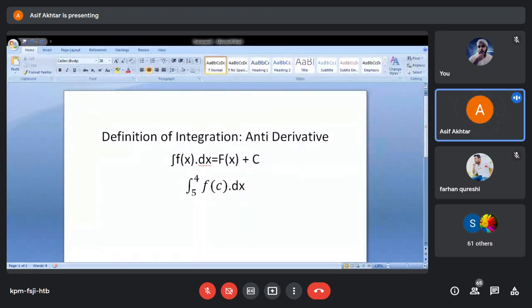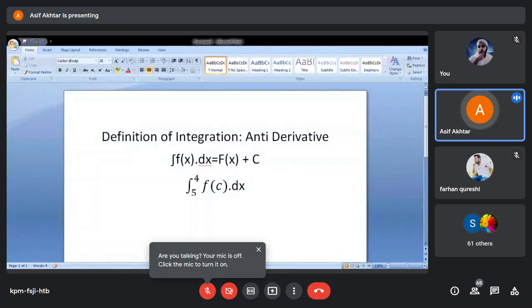Quickly, the integration, which is the opposite of differentiation, and it talks about this one. As you know that we have a proper symbol for integration which is mentioned here.